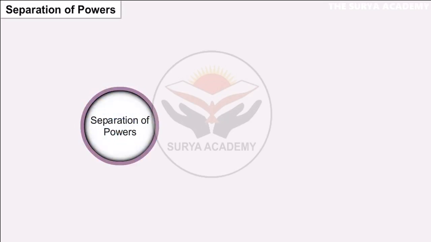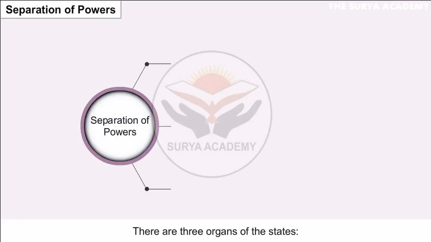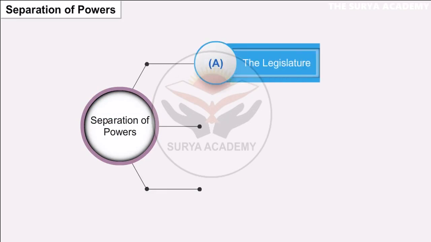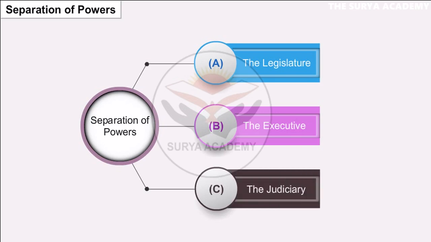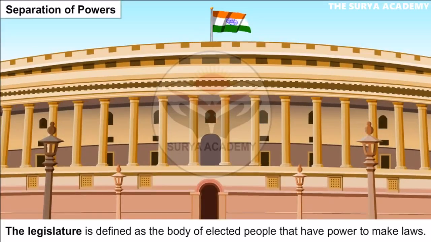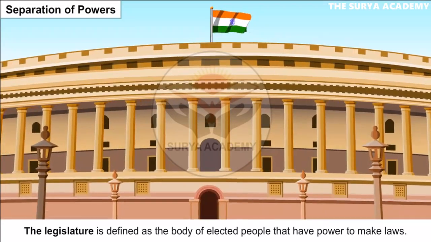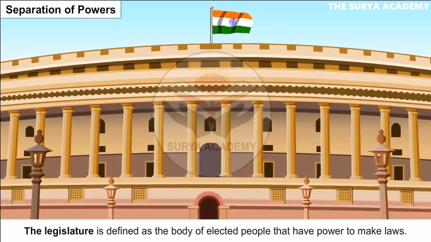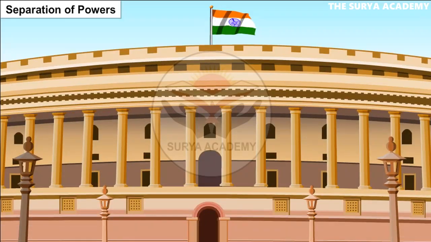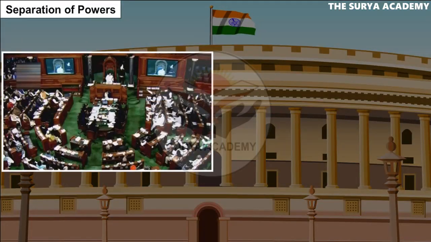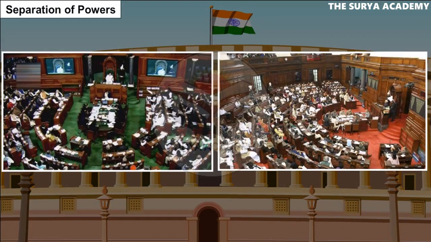Separation of powers. There are three organs of the state: A. The legislature. B. The executive. And C. The judiciary. The legislature is defined as the body of elected people that have power to make laws. Example, Lok Sabha and Rajya Sabha.